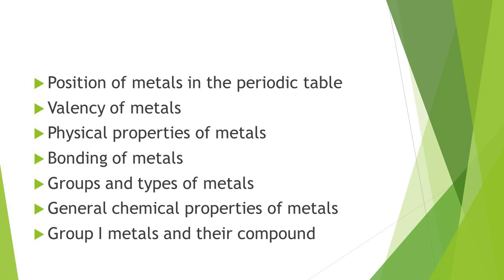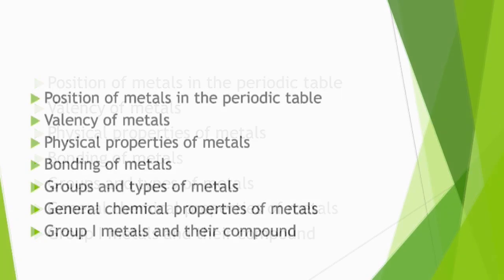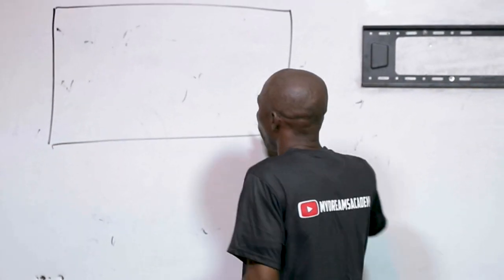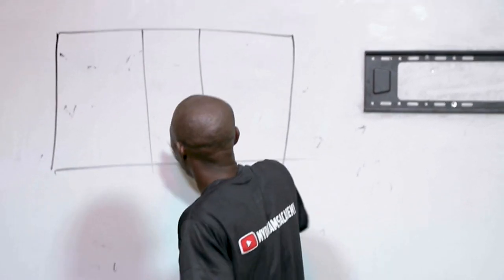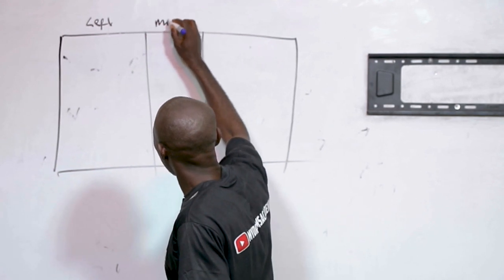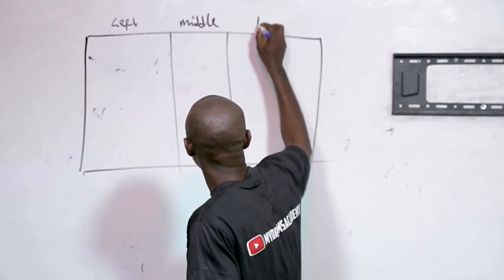Let's look at the periodic table. The periodic table is a table that has the row and the column. So if this is like a periodic table, you have the left, you have the middle, and you have the right side.